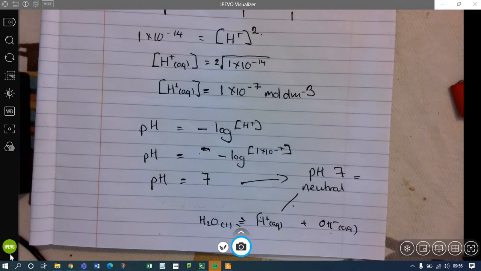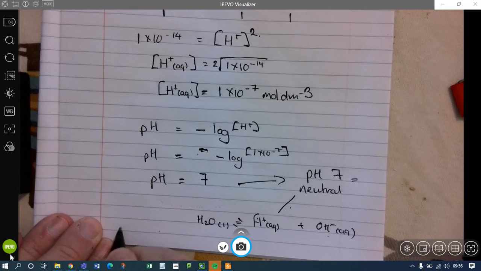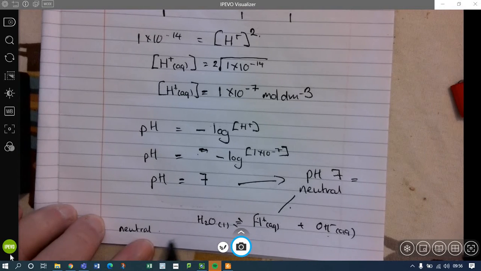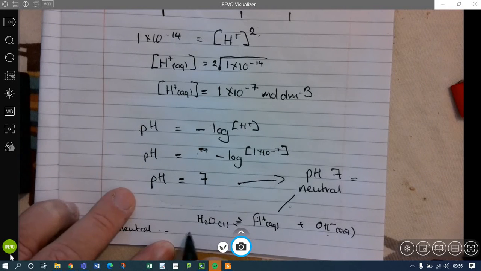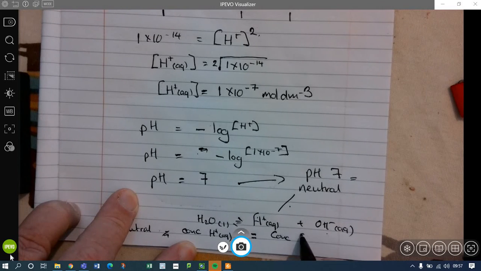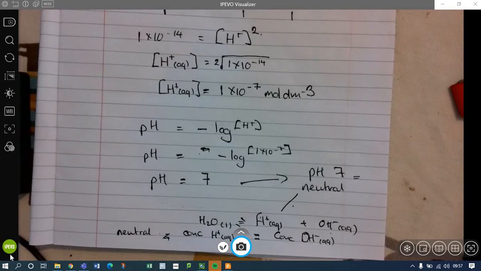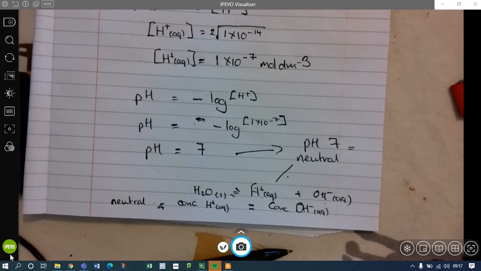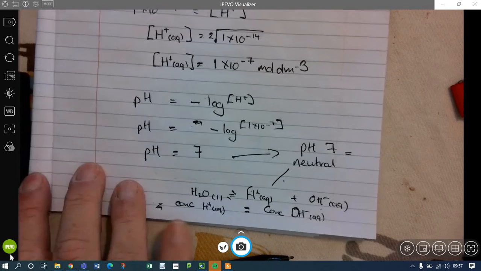with a concentration of hydrogen. So neutral is actually equal to the point where the concentration of H plus aqueous ions is equal to the concentration of OH minus aqueous ions. That is what neutral actually means, that there is an equal balance of H plus ions and OH minus ions. Okay, that is massively important.